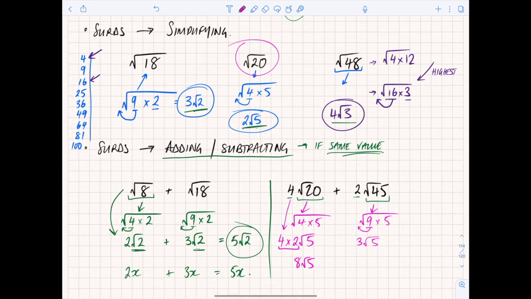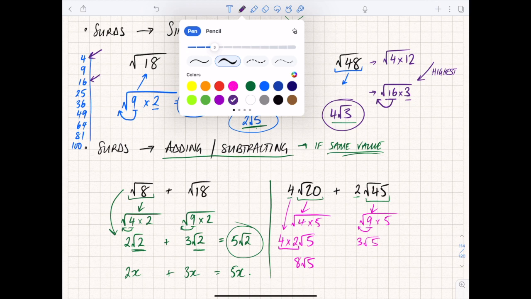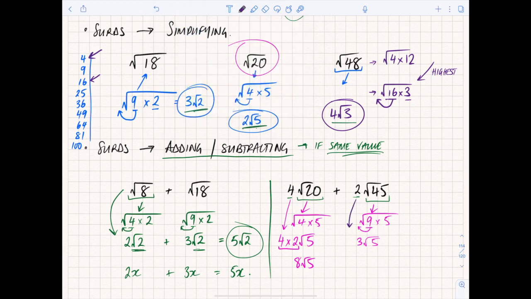And straight away I'm thinking, yep, this looks good because I've got a root 5 there and I've got a root 5 there. So I know they're going to match up. I bring the 2 down. And remember, when I bring the 2 down, I've got to multiply it. So that becomes 2 times 3, which is 6 root 5. Now, 8 root 5 plus 6 root 5 is the same as doing 8x plus 6x. It would be 14x. So in this case, same thing, but it becomes 14 root 5. Okay, so that's your simplifying, that's your adding surds if the values are different.